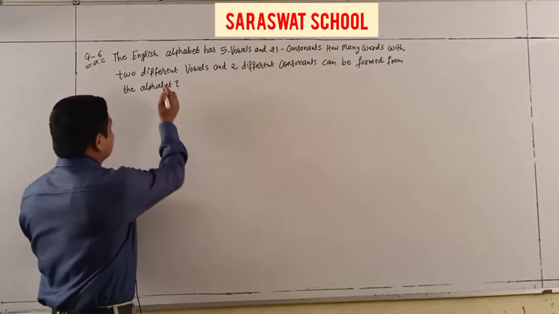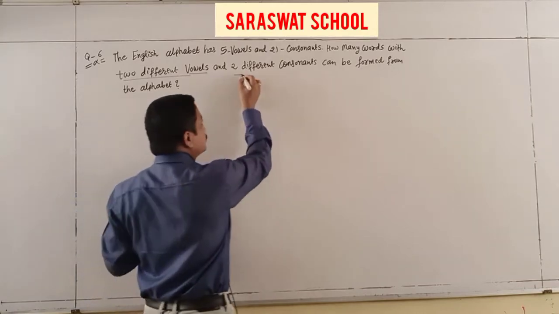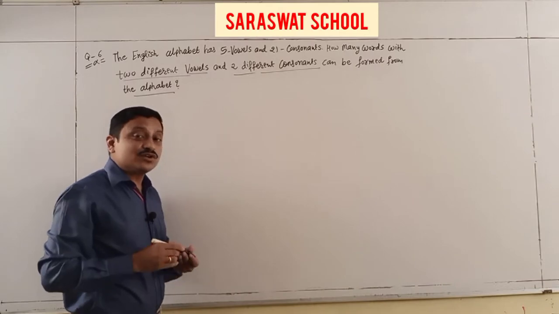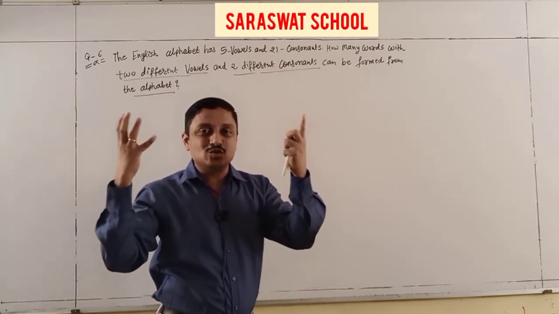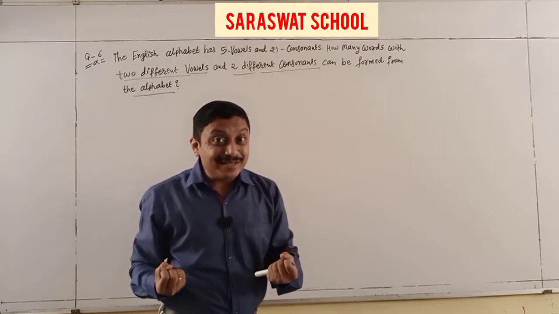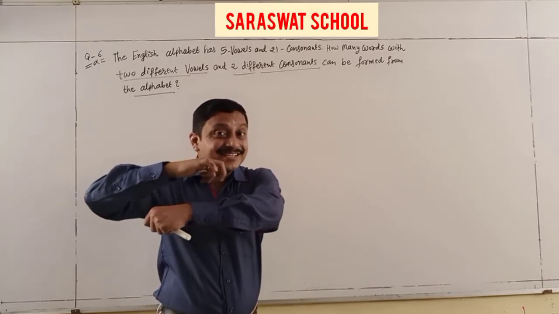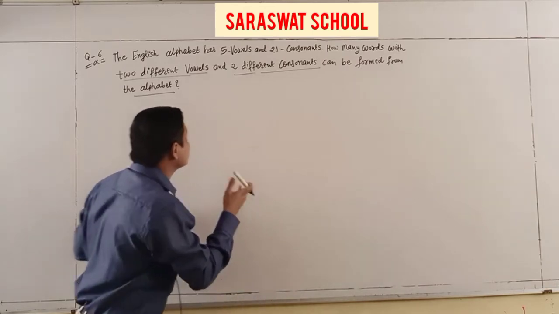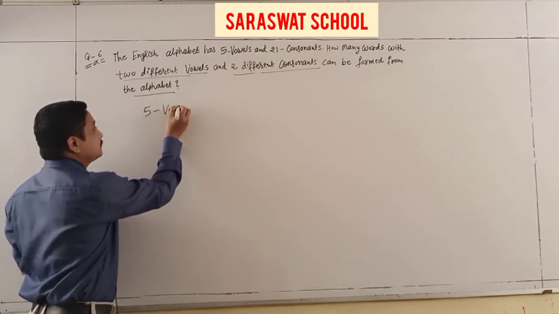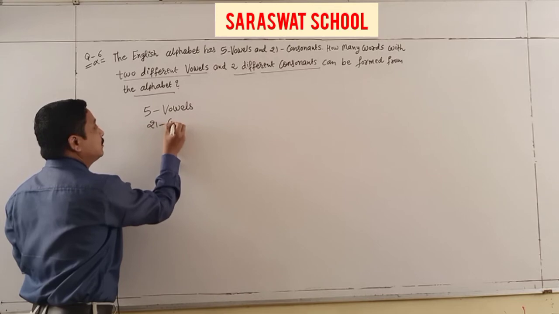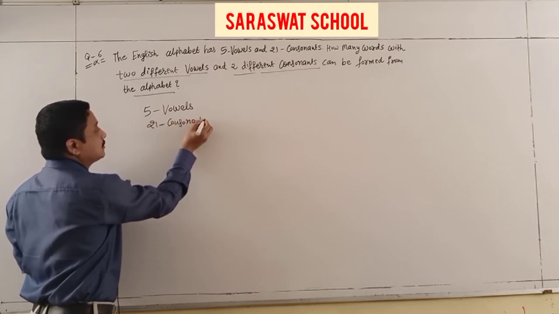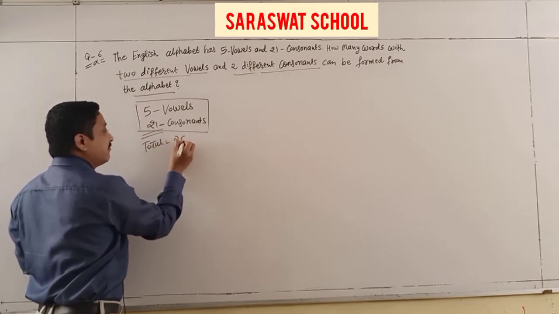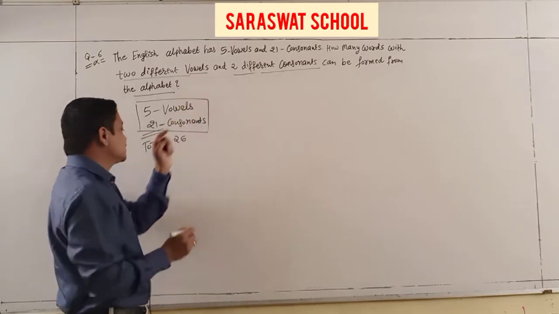Yes students, read the question properly. 2 different vowels and 2 different consonants are formed, and after that we make words. So first of all, students, I select 2 vowels and 2 consonants. Select means combination, and after that arrange. Arrange means arranging alphabets, which means permutations. So first of all we have 5 vowels and 21 consonants. In total we have how many? 26 alphabets.